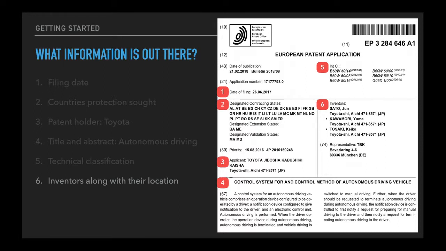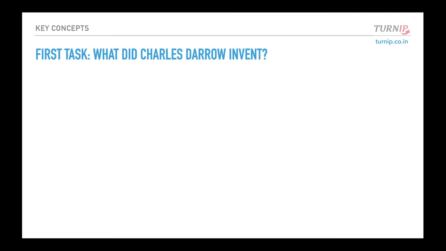And there's a lot more data than what I'm just showing you here. There's citations, there's legal status, there's all kinds of representatives and so on. But in theory, this is where we get the data, and this is what we are going to use.